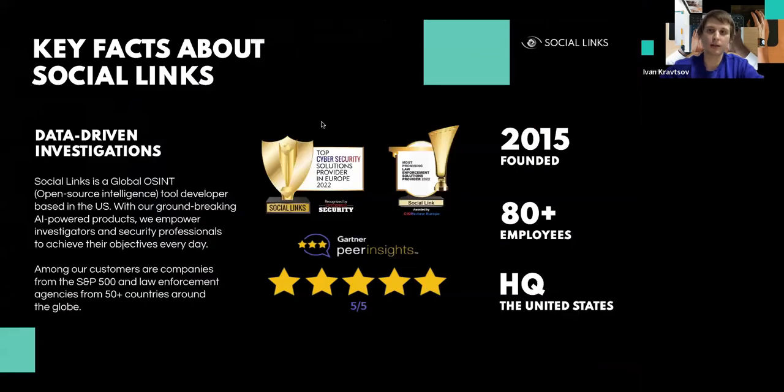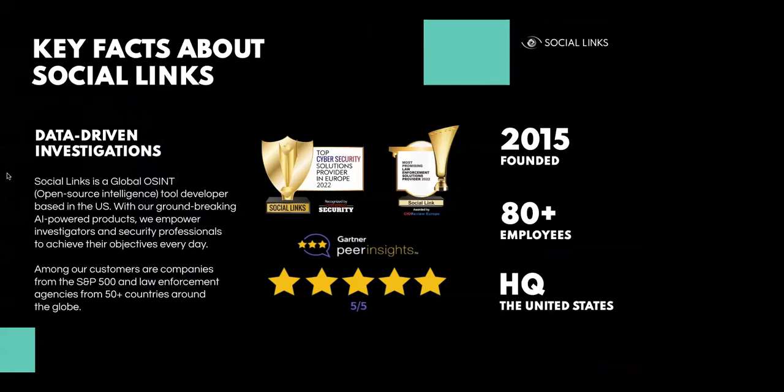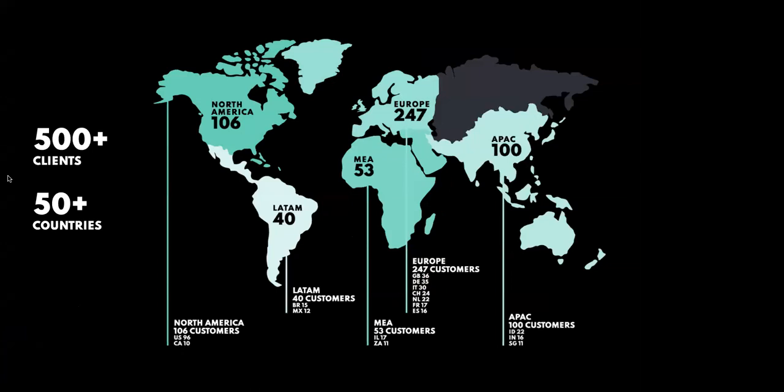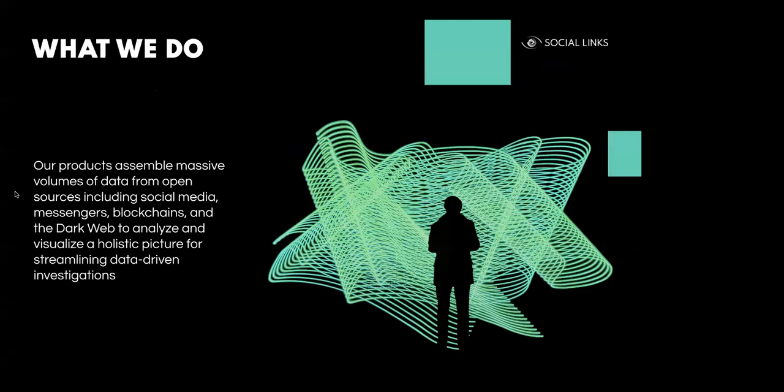So yes, the key facts about us: the company was founded in 2015. We have 80 plus employees right now, and the headquarters is currently in the United States. Currently, we serve more than 500 clients globally. Around half of that is in Western Europe, but in other regions, all in all, 50 plus countries. What our products do is assemble massive volumes of data from open sources, including social media, messengers, cryptocurrency blockchains, and what is commonly known as the dark web, to analyze and visualize a holistic picture for streamlining data-driven investigations.